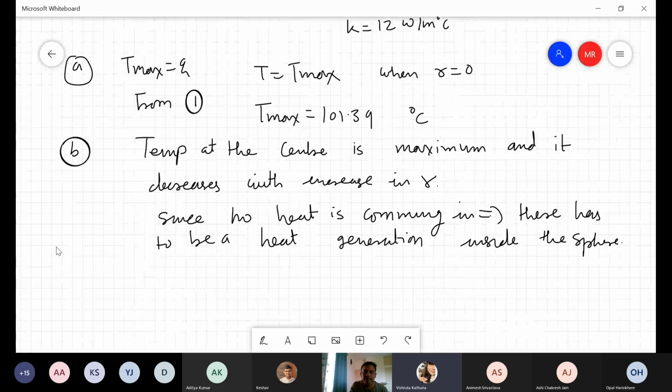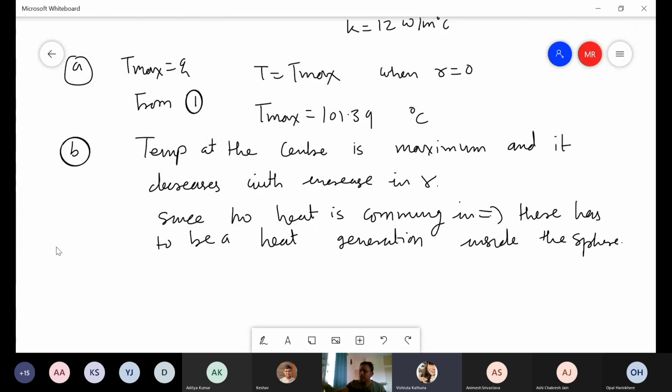So I didn't understand this logic. Okay. Suppose there is heat coming in from the outside. Do you think we will have the temperature at the center maximum? Suppose there is no heat generation at all and the heat is coming in from the outside. So how is the temperature going to vary inside the sphere? It will be maximum at the surface and it will be minimum at the center, isn't it?